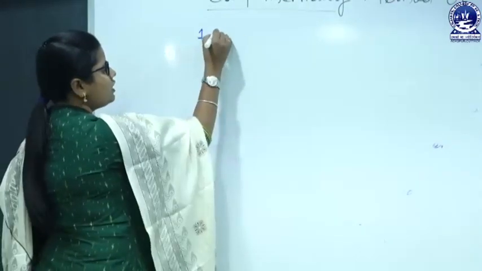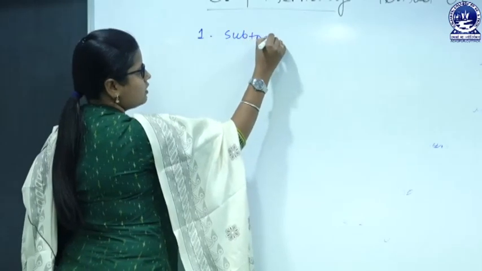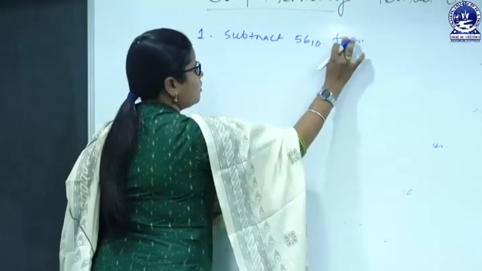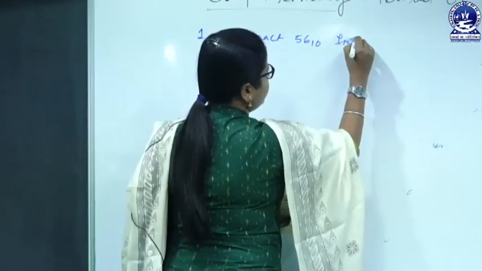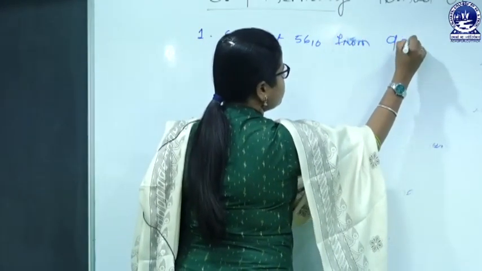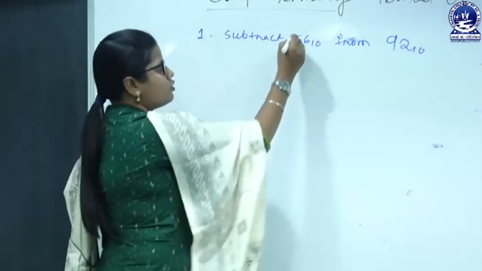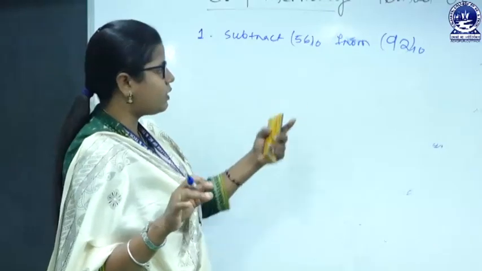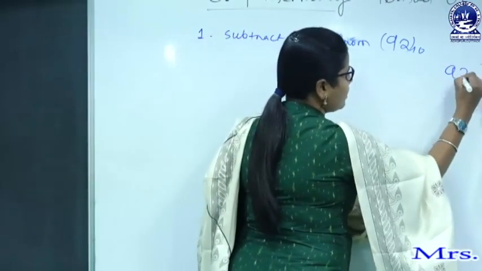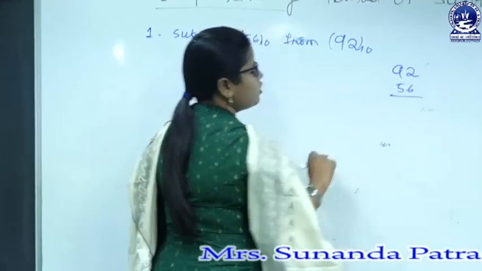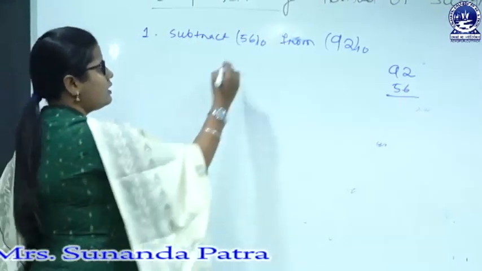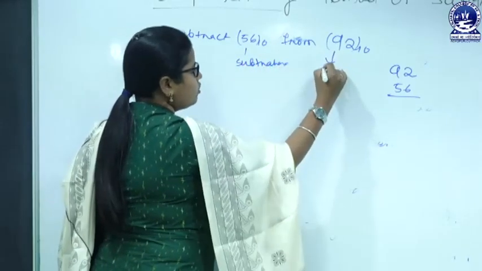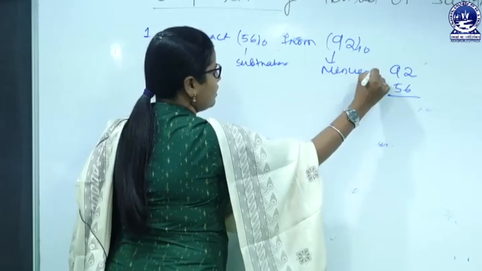So the first question is: subtract 56 base 10 from 92 base 10. So we want to subtract 56 base 10 from 92. That means 92 minus 56. So what is the subtrahend here? This is the subtrahend, and 92 is the minuend.